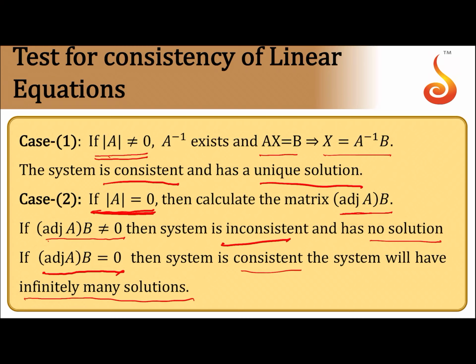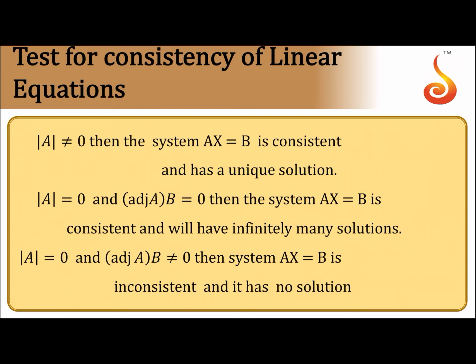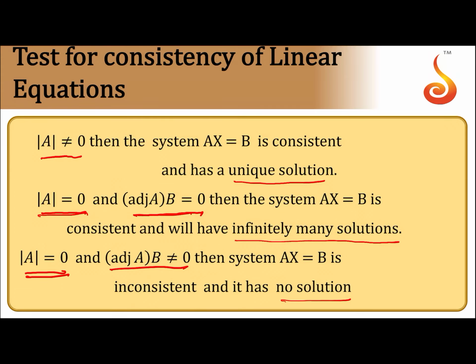I will put it in the simplest way. Det A not equal to 0: unique solution. If det A equals 0, additionally you need to calculate adjoint A into B and check whether it is 0 or not. If both of them are 0, it has infinitely many solutions. And if only one is 0 and the other is not 0, then there is no solution for the system.